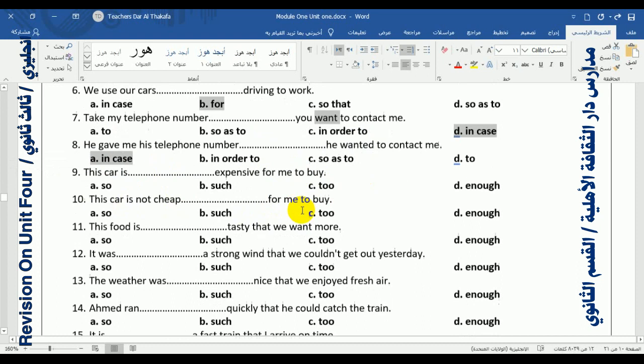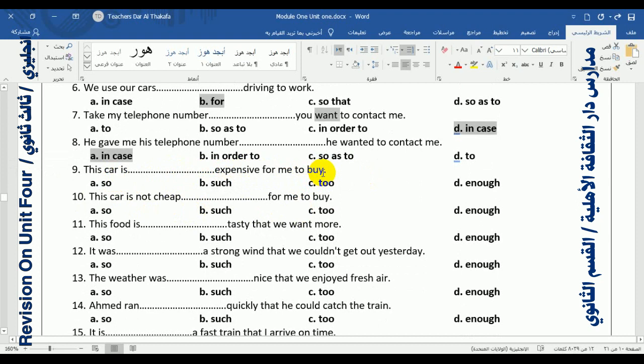This car السيارة دي is expensive for me to buy. So ولا such ولا too ولا enough؟ دايما مع so ومع such look at the sentence. شوف الجملة، لو فيه that اختيارك يا إما so يا إما such. لكن ما في عندك that هنا يبقى too ولا enough. Too expensive ولا enough expensive؟ Yes, your correct answer is too expensive، لأن عشان أقول enough لازم تيجي expensive قبلها وبعدين أقول enough بعدها. أقول too expensive for me to buy.